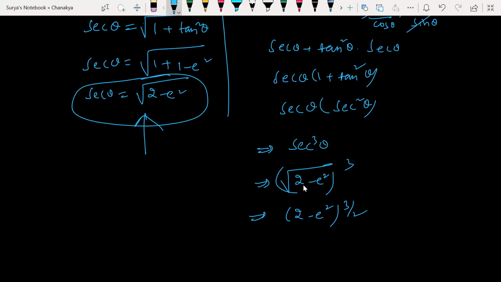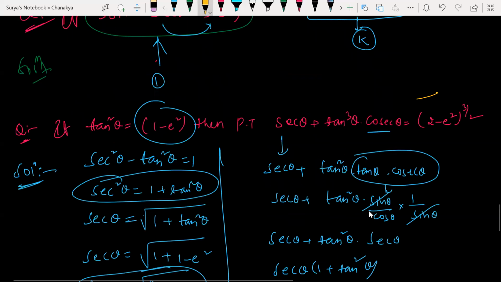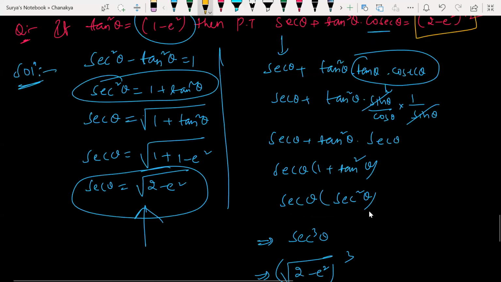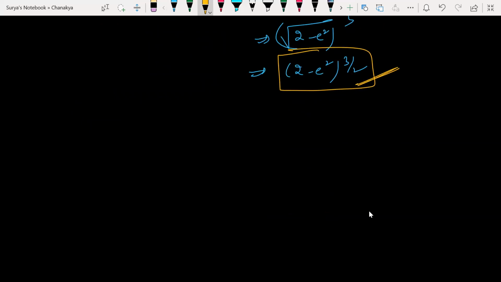Guys, already you have done all this. We are going for revision, so let me go fast. Clear? This is what we had to prove. Look at this, hence proved. Easy. Now, next question.